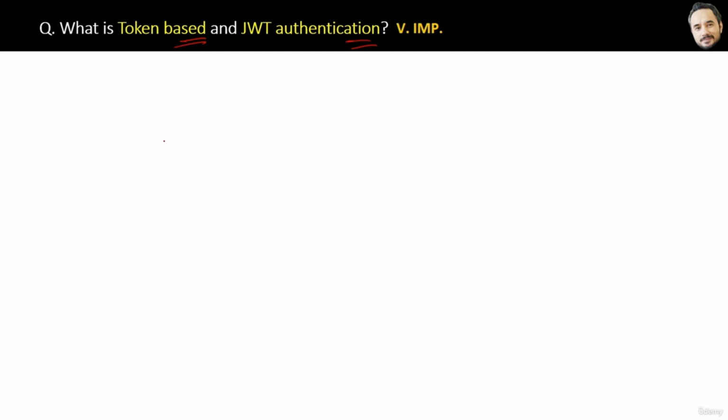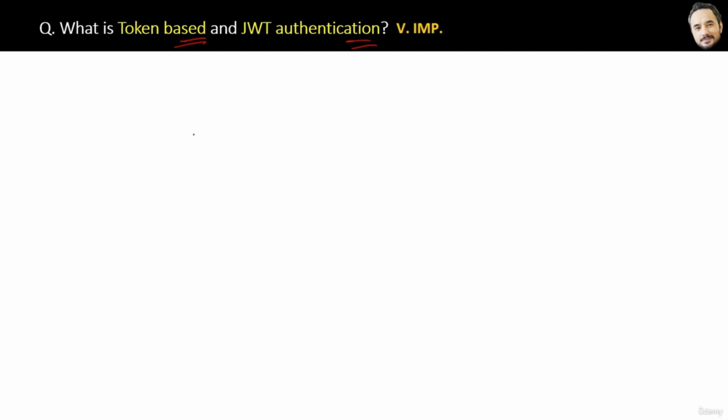Here, token-based authentication is a type of authentication, and when we use JWT as the token in token-based authentication, that is JWT authentication. You can also say JWT authentication is a type of token-based authentication. JWT stands for JSON Web Token. For interviews, this JWT authentication process is very important, and I'm going to explain it here.